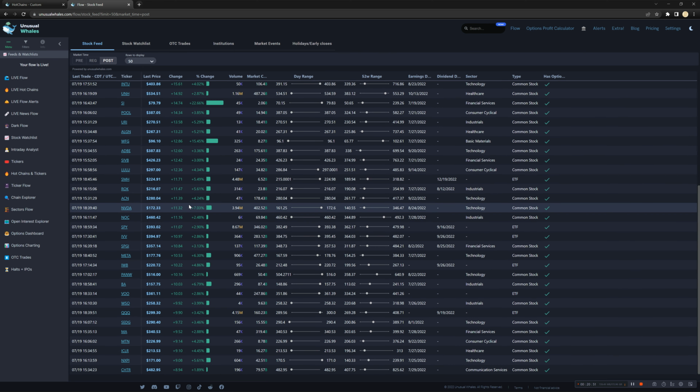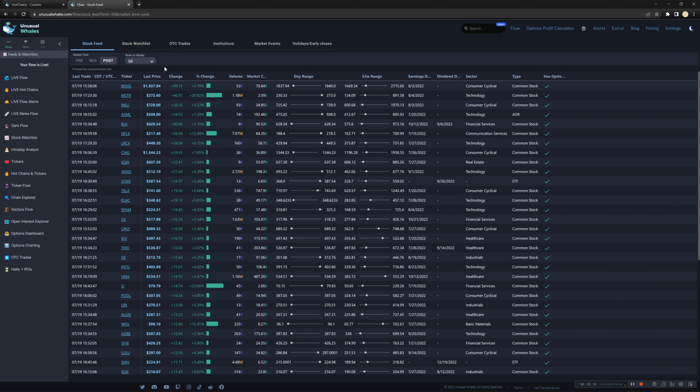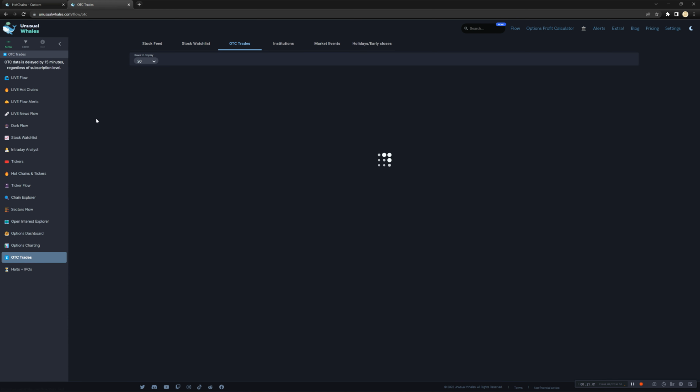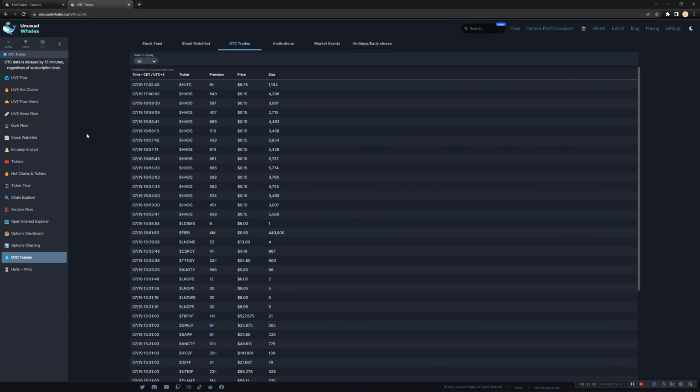So not only does it tell you about options, but it tells you about actual stocks. So if you're not into options trading, you got your stocks. You got your stock picks that you're going to play. You know, you can do watch lists, OTC trades. Those are pretty good. I really don't do any of those. I don't watch those at all.